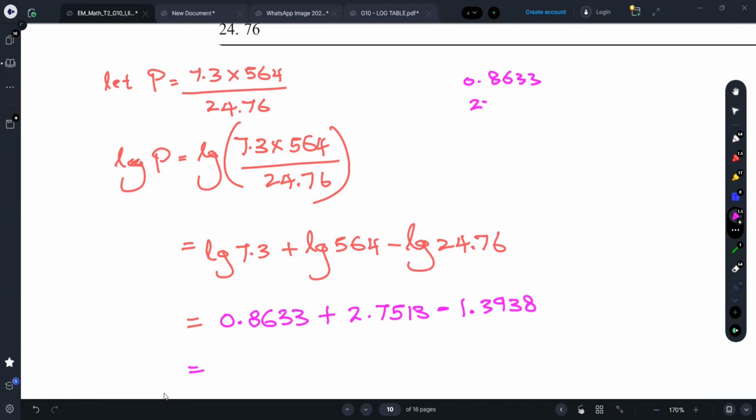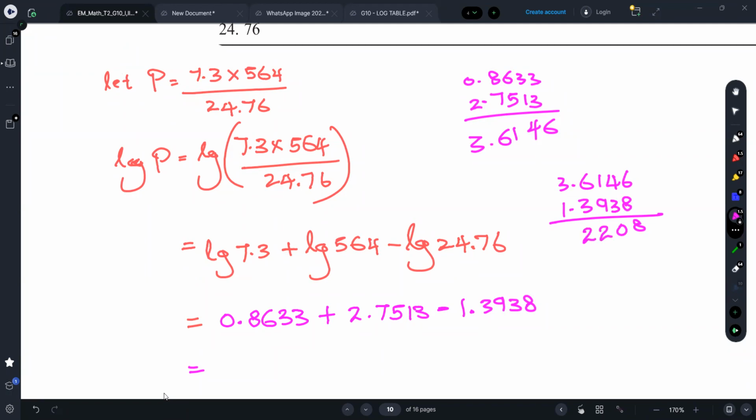0.8633 plus 2.7513. 6 plus 4, here 11, 1, 8, here 16, 1 remaining 3. 3.6146 minus 1.3938. 8 remaining, here 0, here 2, and here also 2. And here also 2. 2.2208.